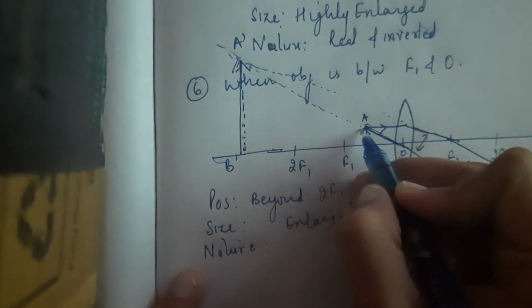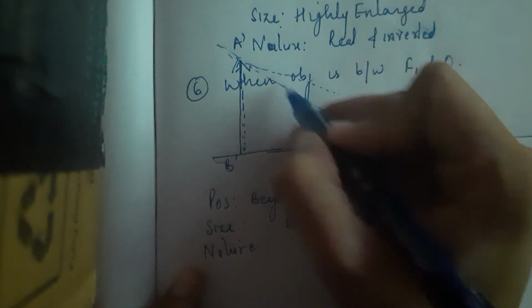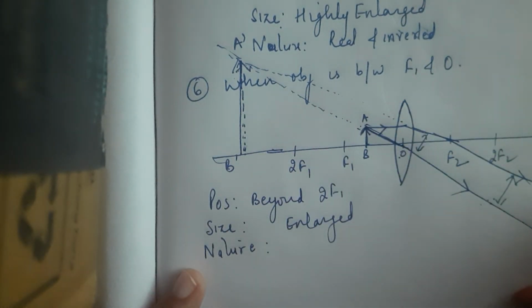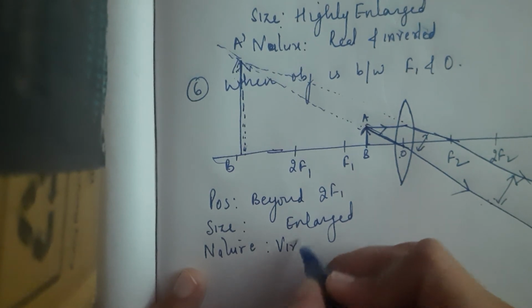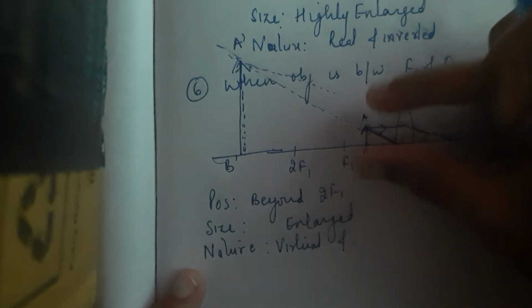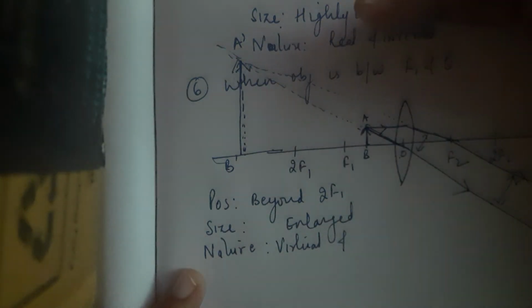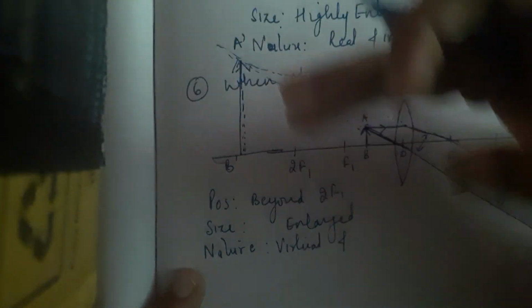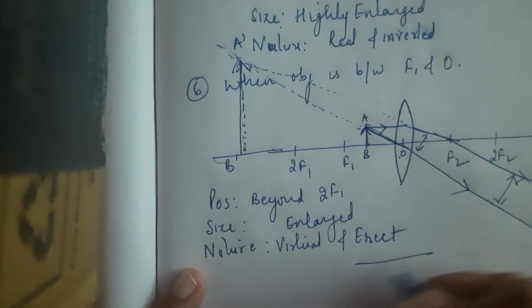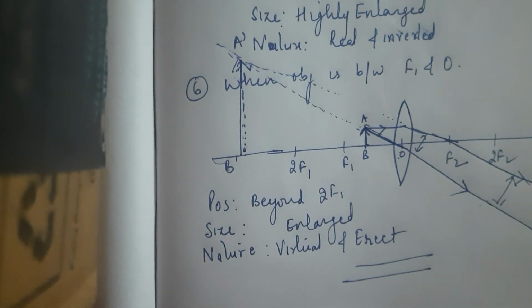Why? Because the dotted lines are meeting, right? The dashed lines are meeting, solid lines are diverging. So nature is virtual. And since you can see that the object is also upright, it is above the principal axis and image is also above the principal axis, so virtual and erect. Okay, so that's it. These are all the 6 cases for convex lens.